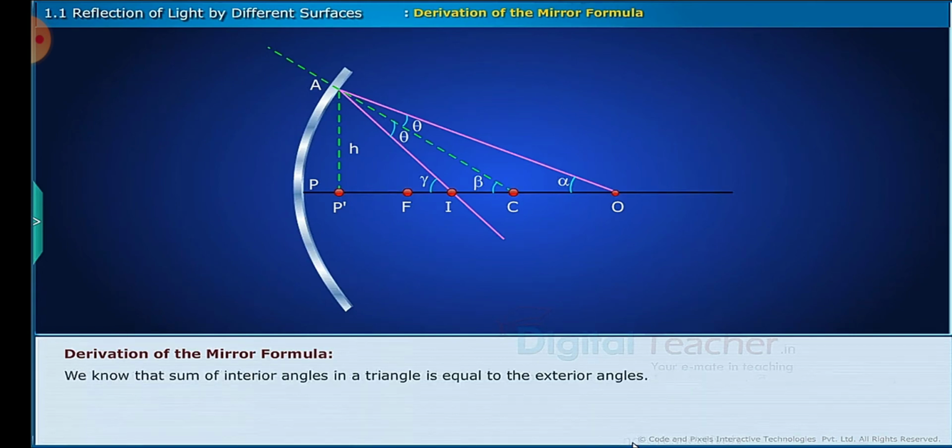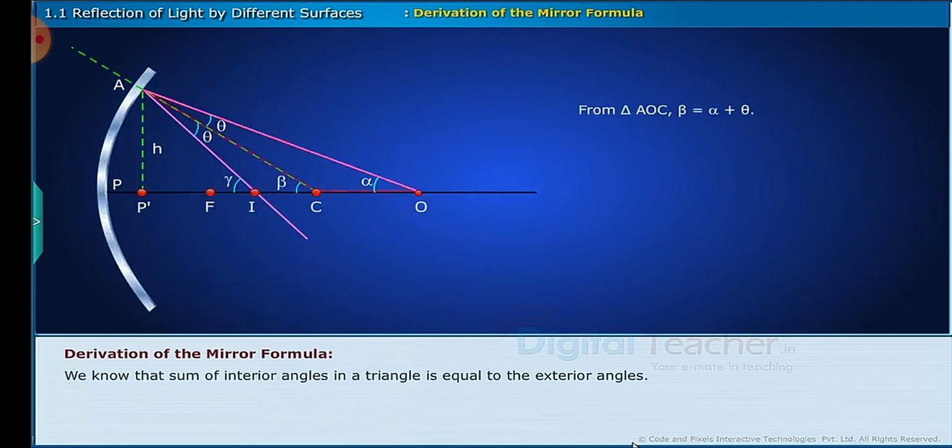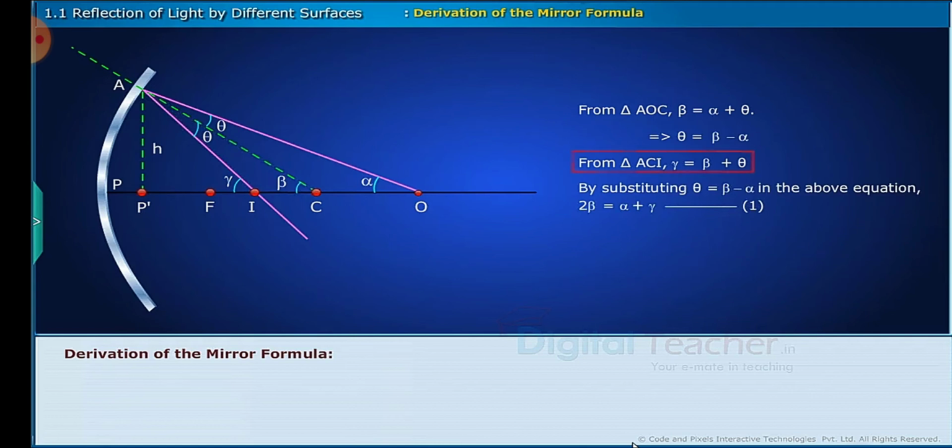We know that the exterior angle of a triangle is equal to the sum of the interior opposite angles. From triangle AOC, we have beta is equal to alpha plus theta. That is, theta is equal to beta minus alpha. From triangle ACI, gamma is equal to beta plus theta. By substituting theta is equal to beta minus alpha in the above equation, we have 2 beta is equal to alpha plus gamma. Equation 1.